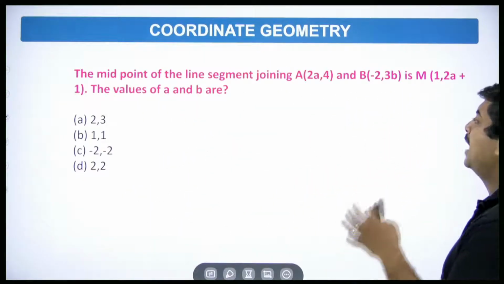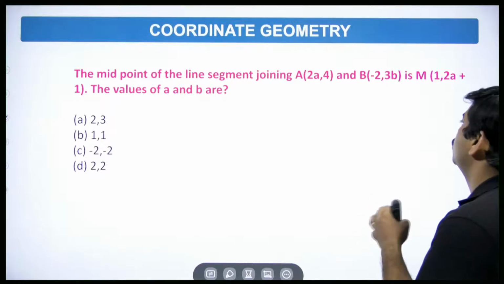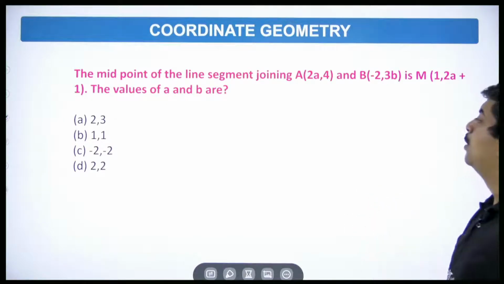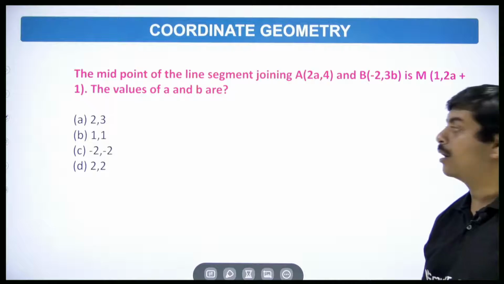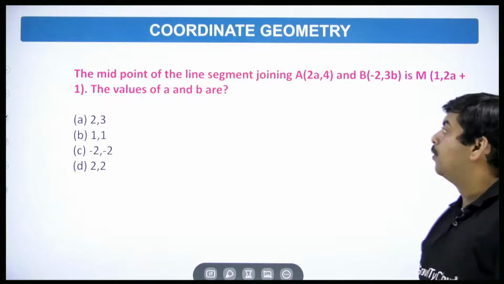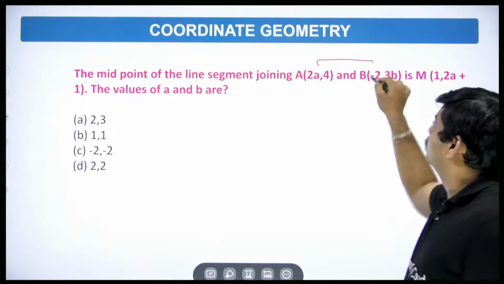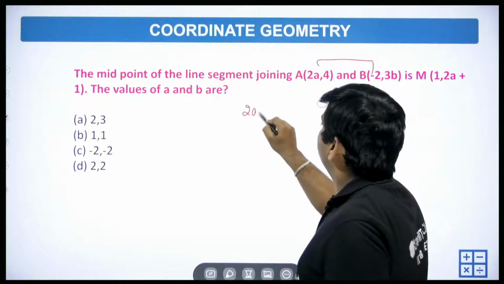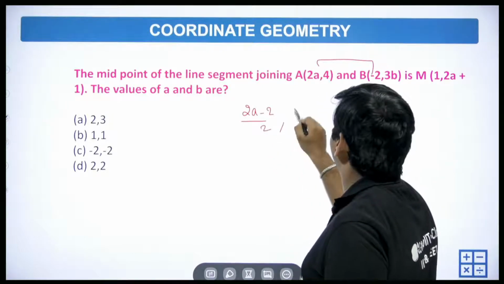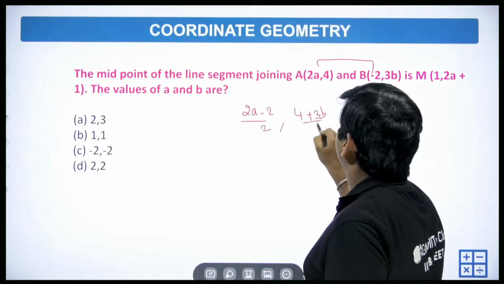The midpoint of the line segment joining (2a, 4) and (-2, 3b) is M(1, 2a + 1). The values of a and b are? So once again, the midpoint formula, what is that? (2a minus 2) by 2, (4 plus 3b) by 2.